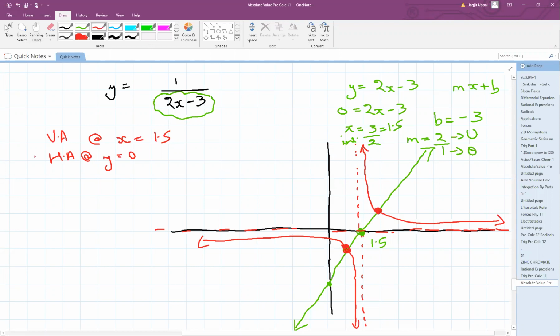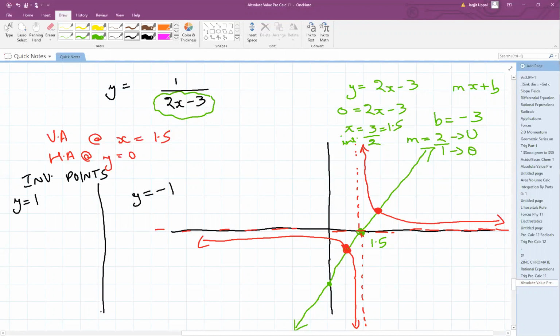So how are you going to get your invariant points? And this is always going to be, for the negative side, minus 1? No. The points are not always going to be the same. Invariant point is when y is equal to 1 and y is equal to -1, and you're going to have to solve for x. X is not always going to be -1. You're going to have to solve for x.